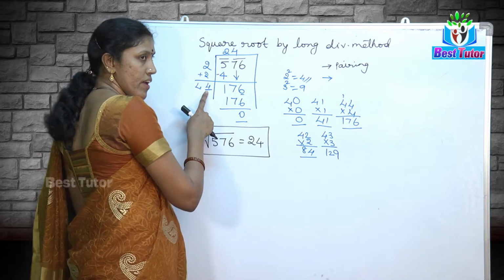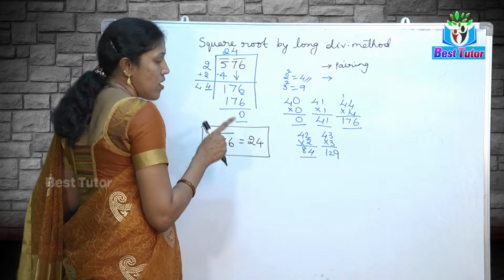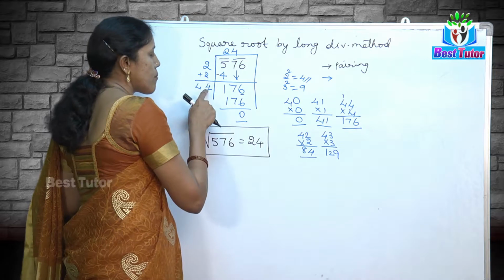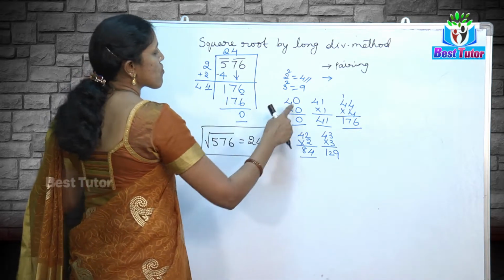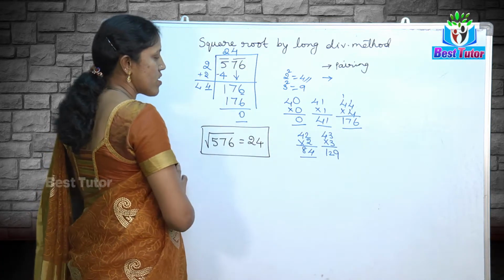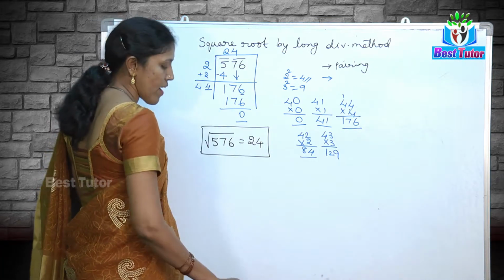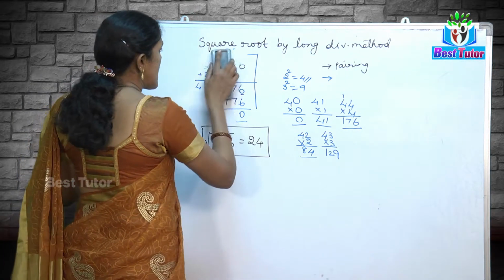Here in this ones place, we are free to write any digit from 0 to 9. But the condition is, if you put a digit here, you have to multiply this number with the same digit. So, we tried all the digits and 4 worked out. So, 44 4s are 176. Therefore, square root of 576 is 24. We will move on to the next example.